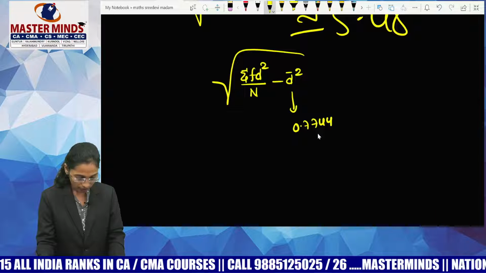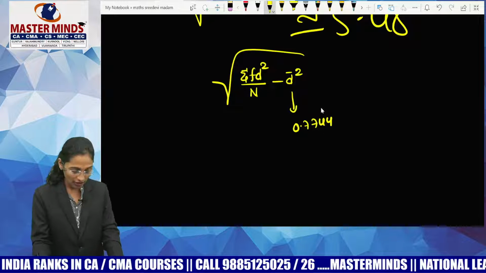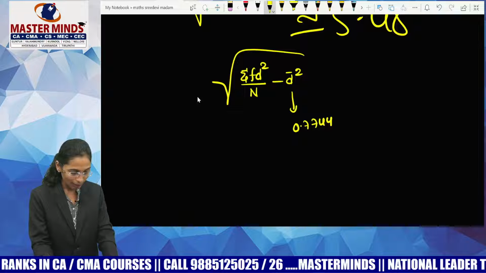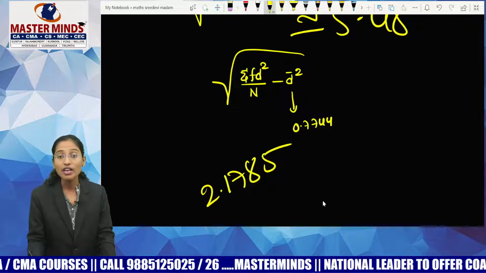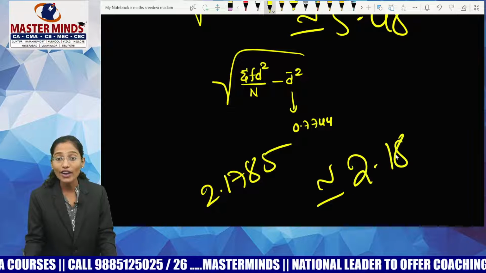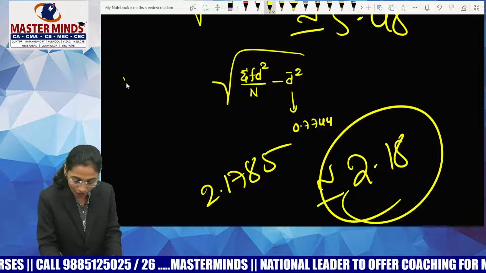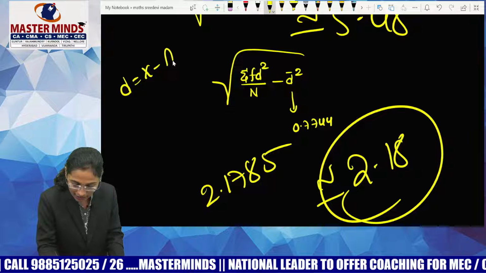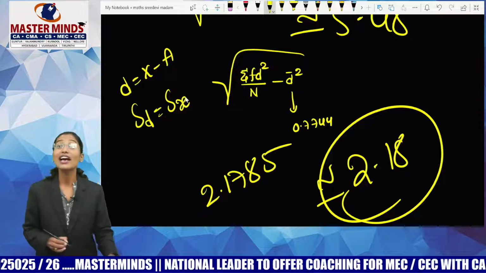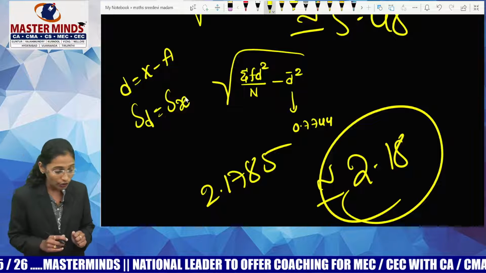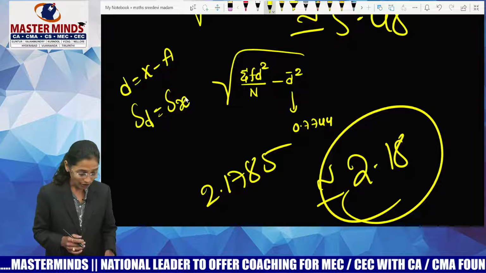0.7744. I got 4.746, under root. Please do apply the square root. I got 2.1785, which is approximately 2.18. As you all know, D equals x minus a. Standard deviation of D equals the standard deviation of x, as standard deviation is unaffected by change of origin. Try to understand that, guys.